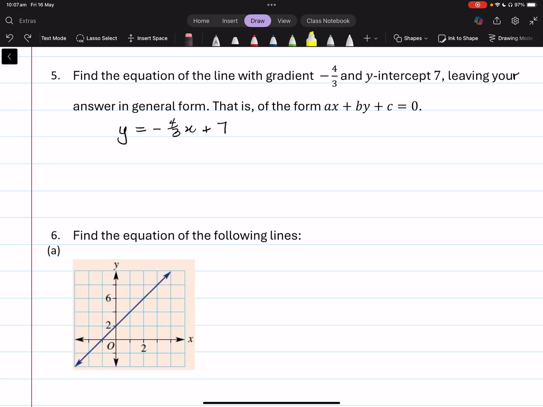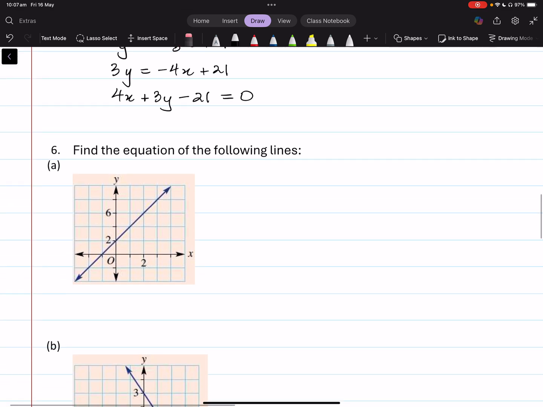Okay, but we want to now write it in general form. We've been asked to leave our answer in general form. So let's multiply through by 3 to get rid of the fraction, and we'll have 3y equals minus 4x plus 21. And then if we move everything over to the left-hand side, so we'll have to add 4x, we'll get 4x, we'll still have plus 3y. We're going to subtract 21 from both sides, and then it's equal to 0. So that's general form. Something times x plus something times y plus some constant, which in this case happens to be negative, equals 0.